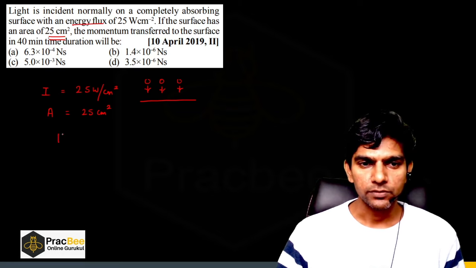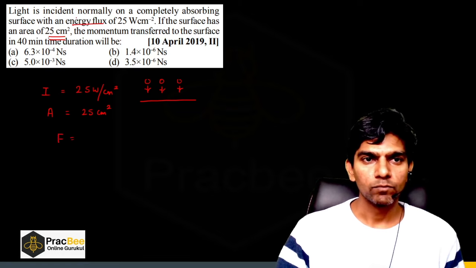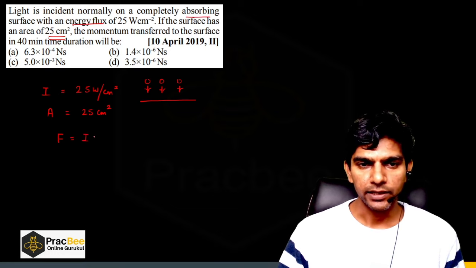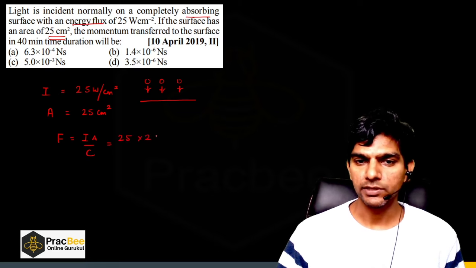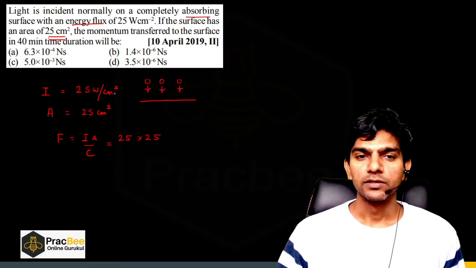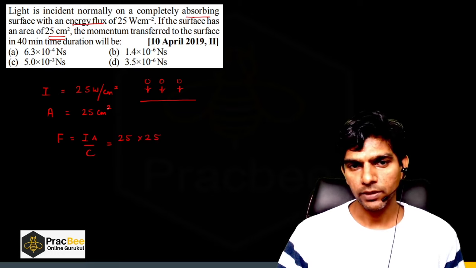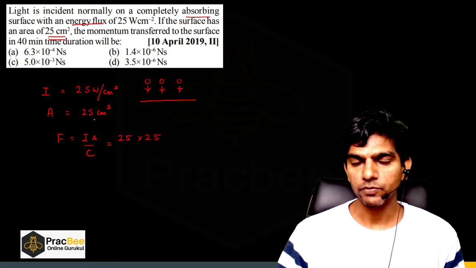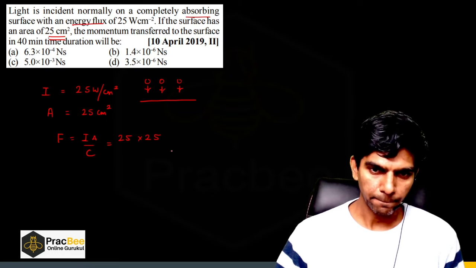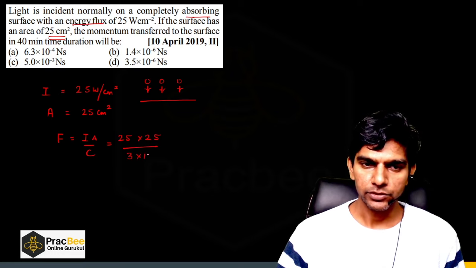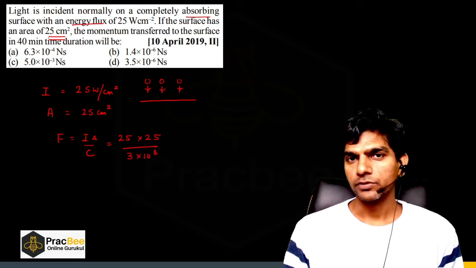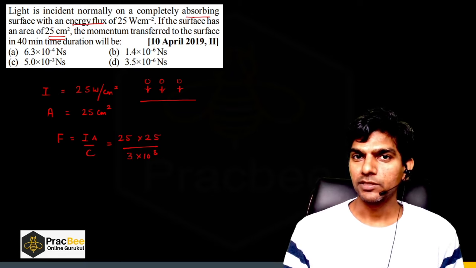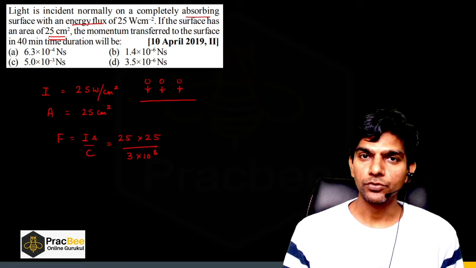So the force formula for a perfectly absorbing surface is IA by C. That formula we have seen, right? Now intensity is given as 25 watt per square centimeter. Area is given as 25 square centimeter. So no need to convert centimeter to meter, because the centimeter square will eventually get cancelled out if we take the product of intensity and the area, divided by 3 into 10 raised to power 8. Now this is the force exerted by the photons on the surface, and this is basically the momentum transferred by the photon in 1 second.